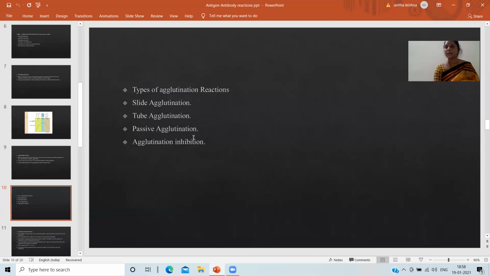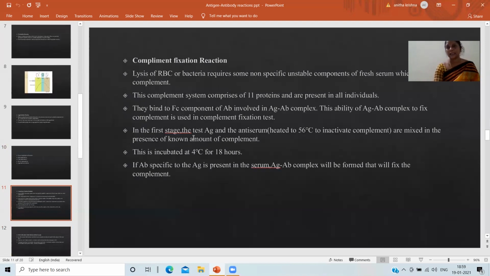So they form a toxin-antibody complex and will not give the chance for the toxins to go and bind with the target site and neutralize the activity. Generally, this kind of neutralization reaction can be seen in diagnosing diphtheria or tetanus and so on. These are the application parts. Then coming to your next test, that is complement fixation reaction.